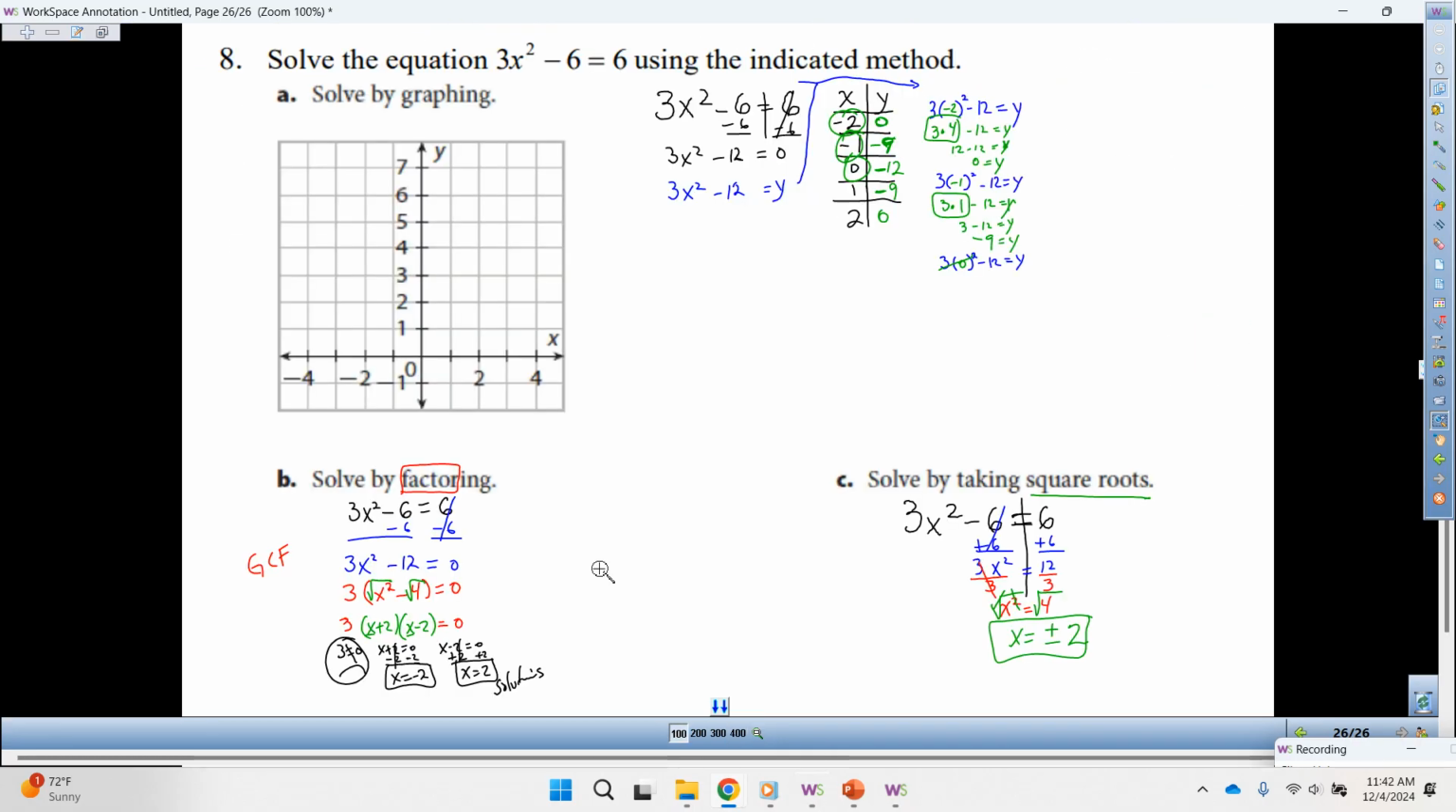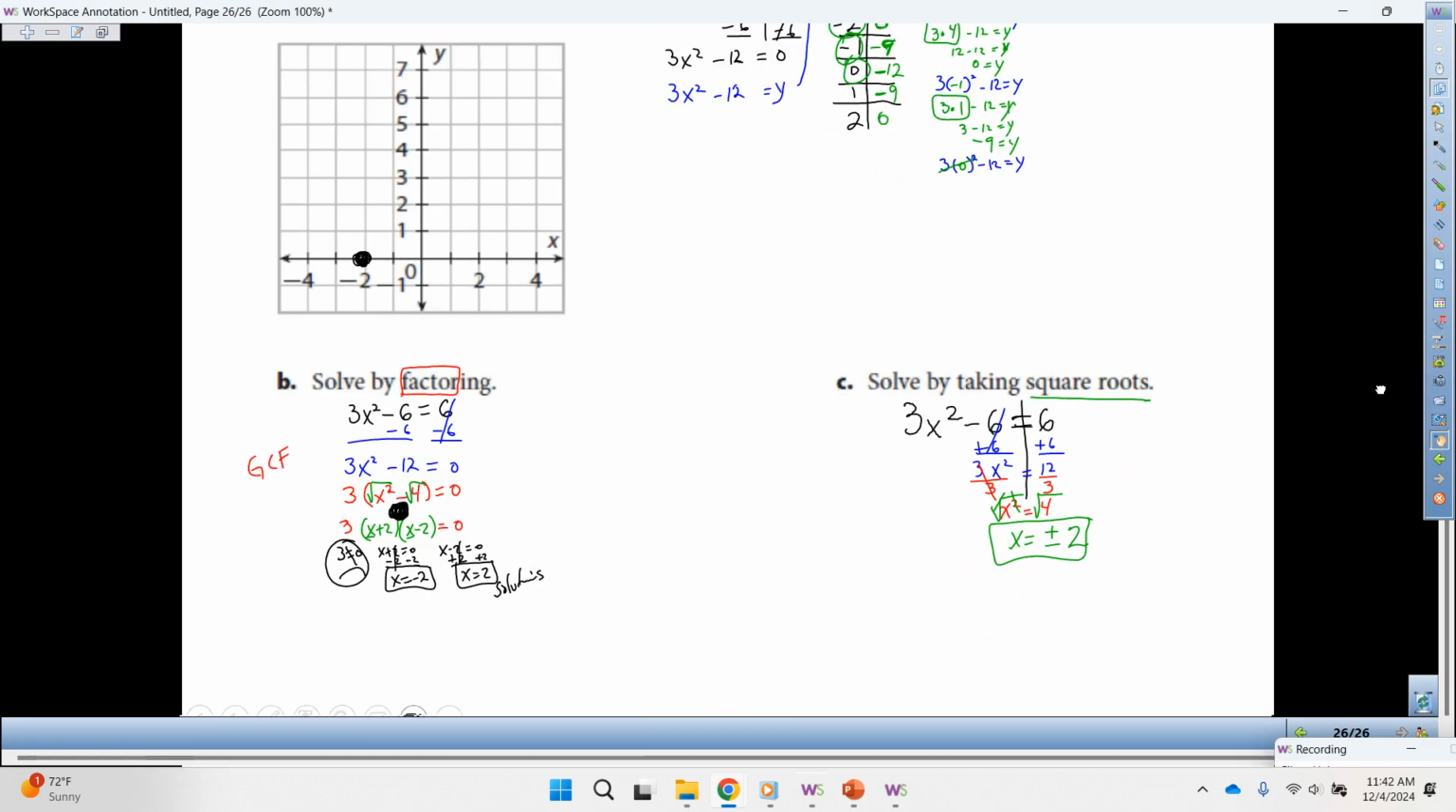And let's graph that. Here we go. Negative 2, 0. Negative 1, negative 9 is way down here somewhere. I'm just going to put a point right here. Let me move this point over. Negative 1, negative 9. 0, negative 12. 1, negative 9. And 2, 0.